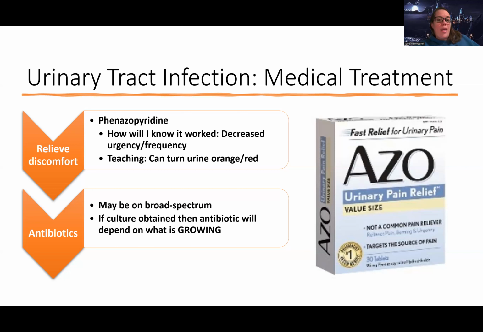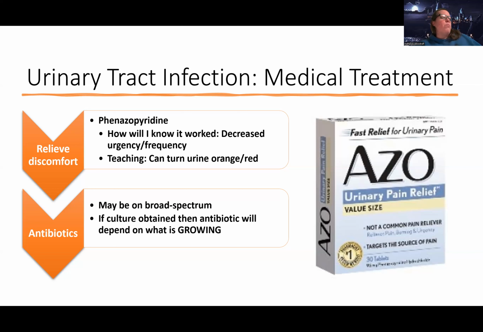It's not an antibiotic. One thing to tell them, it can turn their urine orange or red, so be very careful with that. And then also, like I mentioned, the big treatment's going to be antibiotics. We usually start them on a broad spectrum, or we have a few go-tos for UTIs that usually cover the bacteria that we're going to find.